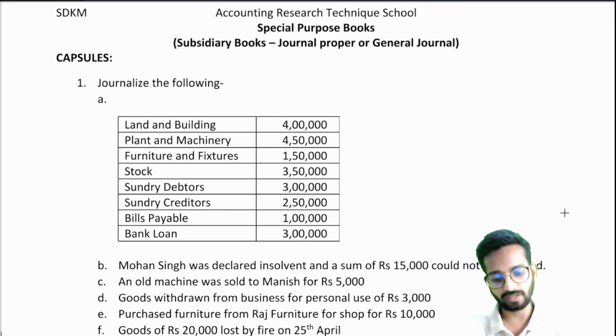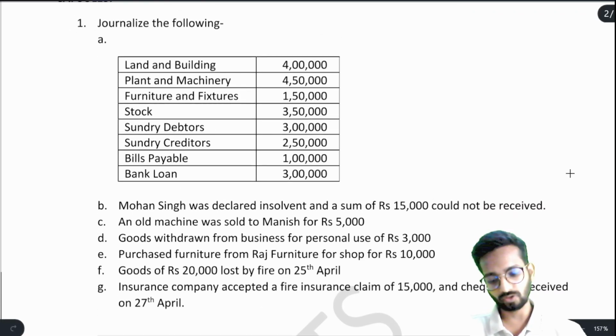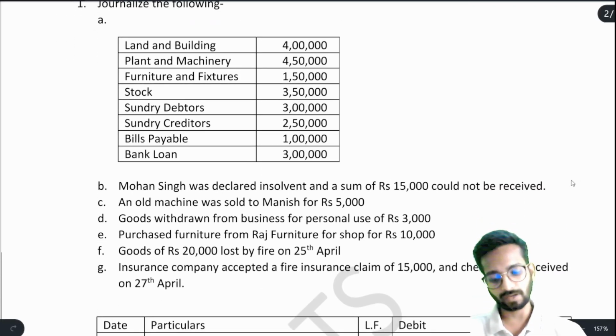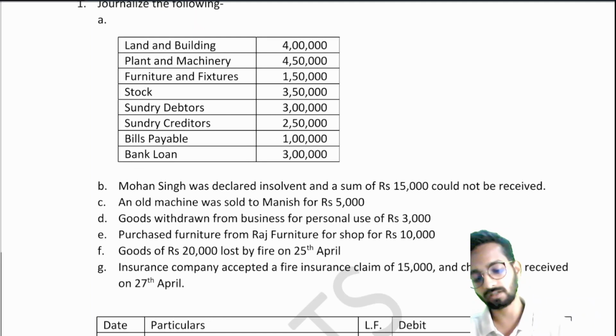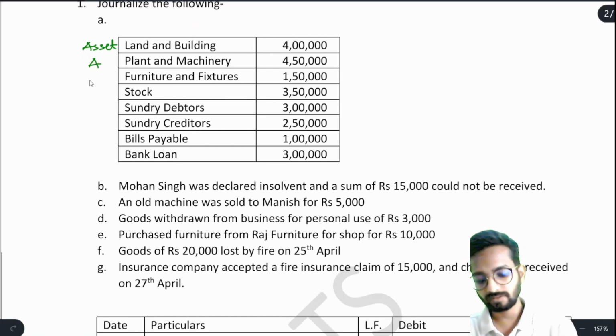the first question we have here is: journalize the following. Land and building, plant and machinery, fixed assets. First, remember, we have to classify what is asset and what is liability. So, we'll begin with land and building. Land is an asset. Plant and machinery is also an asset. Furniture is also an asset. Stock is an asset. Debtors are also an asset. Sundry creditors are our liability. Bills payable is also a liability. And bank loan is also a liability.